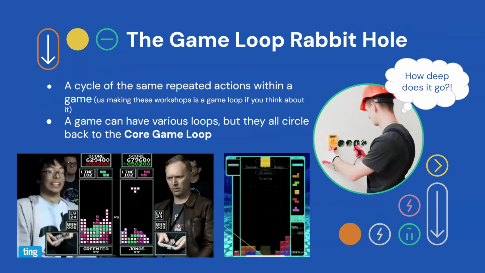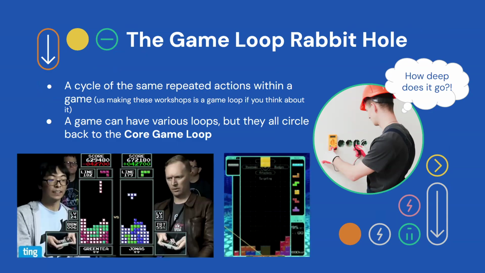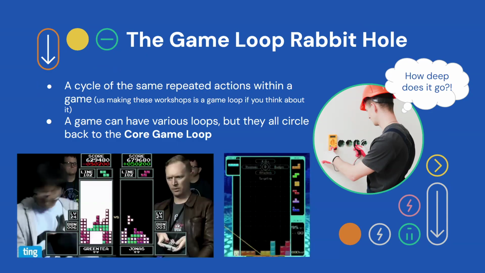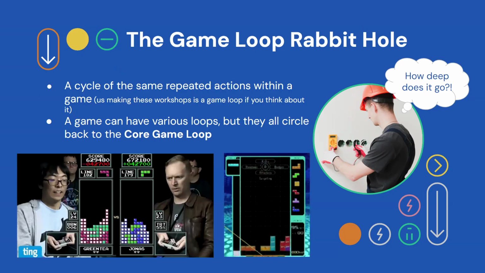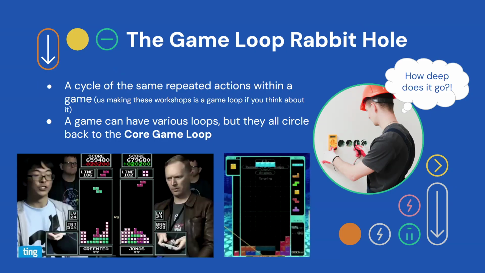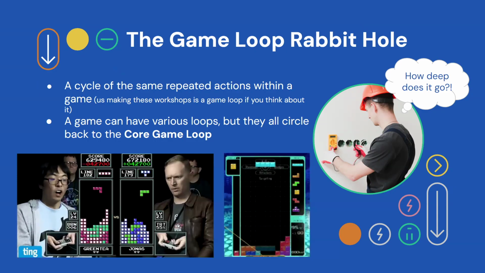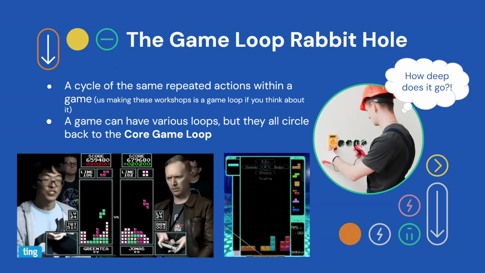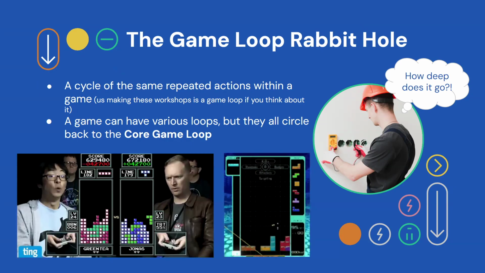And we can look at the well-known game Tetris to explain this. So the core game loop of Tetris is that you build up blocks and then clear lanes of those blocks to score points. Clearing more lines of blocks scores you more points, with I think it's four for a Tetris. Yes, and that's the game loop of that.